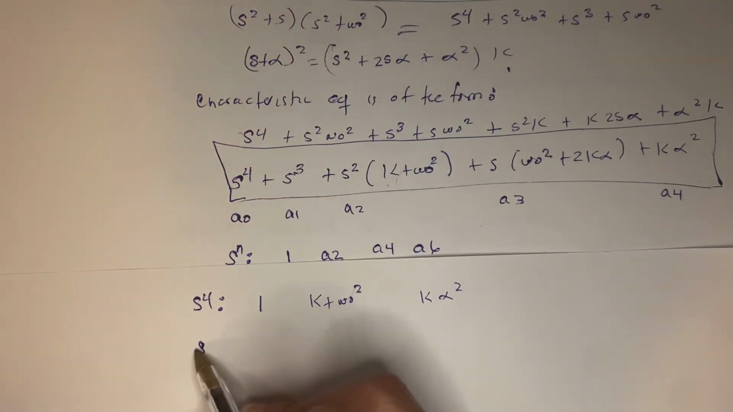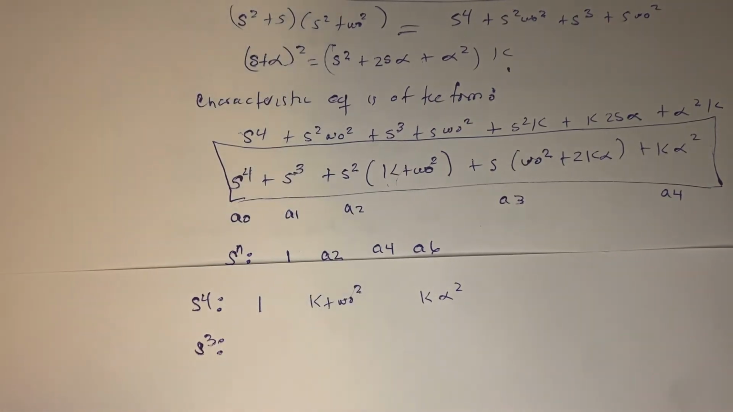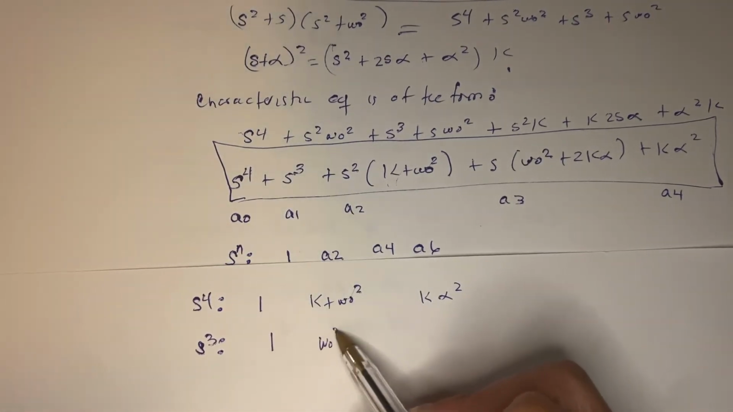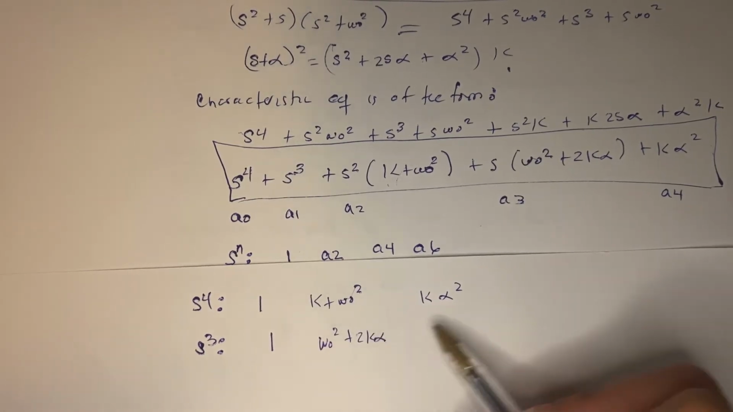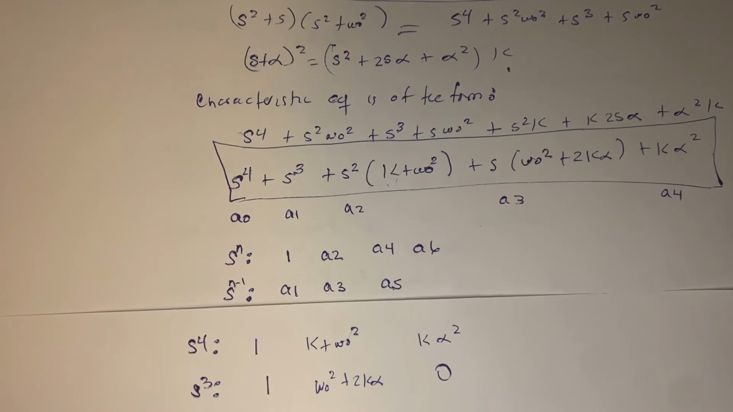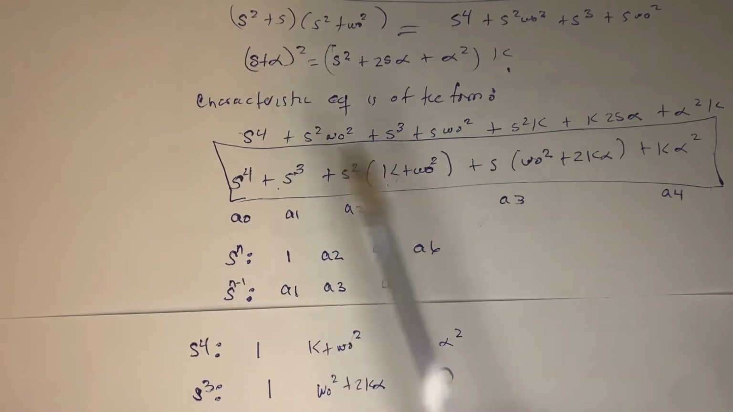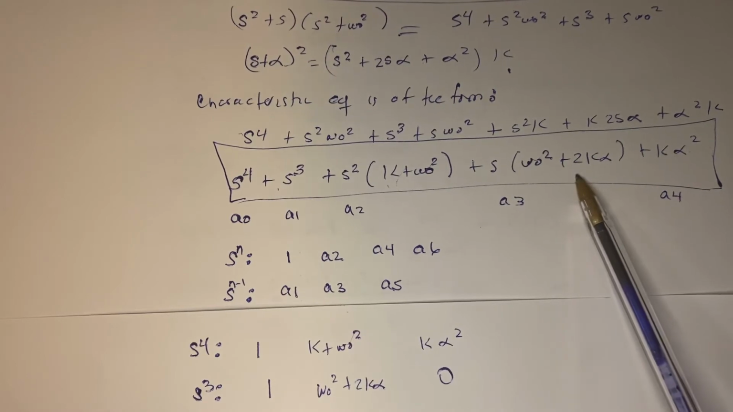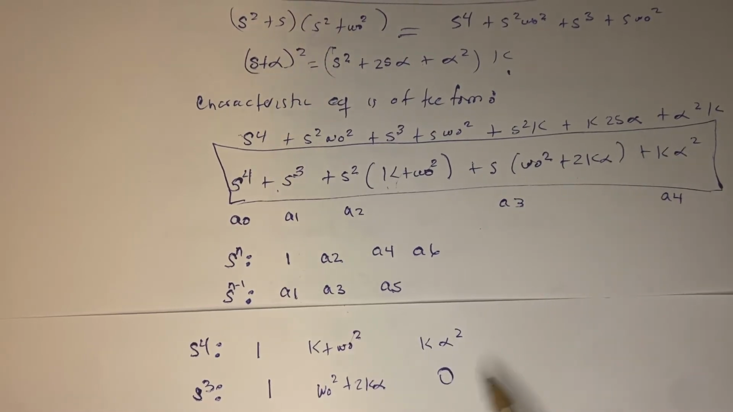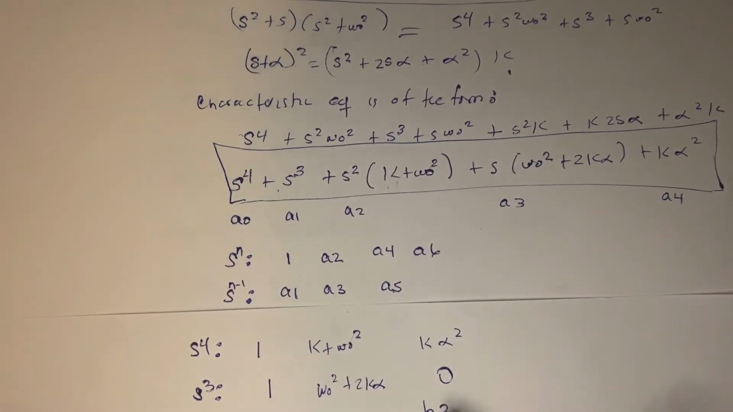Similarly, I'm going to do S3, and now I'm going to have 1, W0 squared plus 2K alpha, and 0. Why? Because for n minus 1, I have a1 coefficient, which is 1, a3, which is this, W0 squared plus 2K alpha, and a5, which is 0. There's no a5 in this equation. So I will continue with S squared, and S squared is going to be B1, B2, and B3. I'm going to stop here, and find B1, B2, and B3.